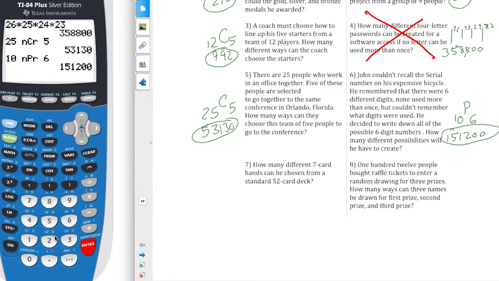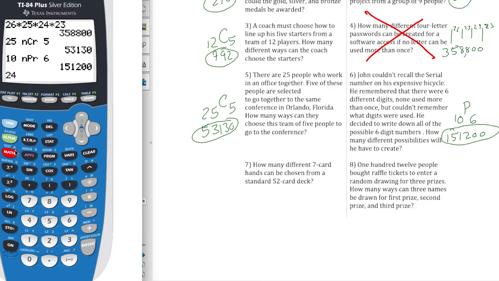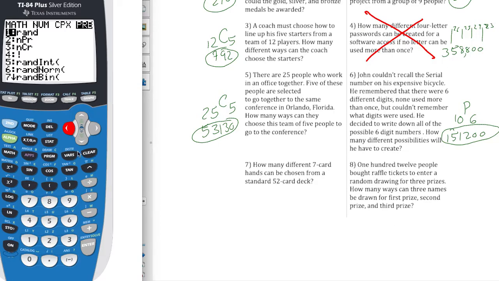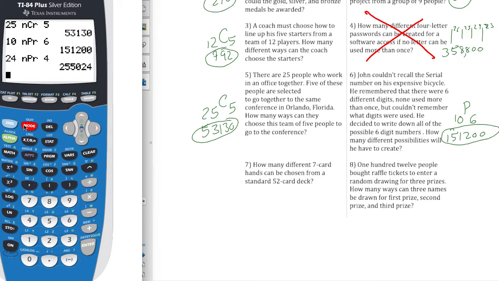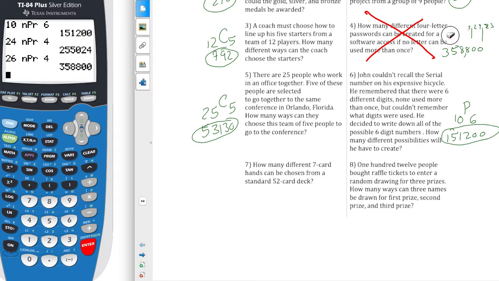Actually, why don't we try number 4 as a permutation question? That's not right. There are 26 letters in the alphabet. Well, there you go. It's a permutation question for number 4. I still don't like that. That's not a really good question. So, again, don't worry about that for your final exam.